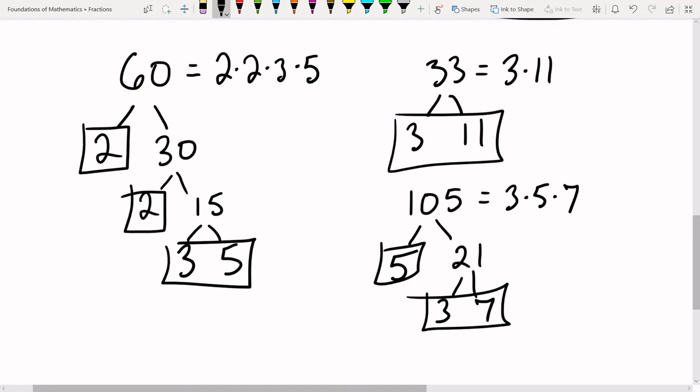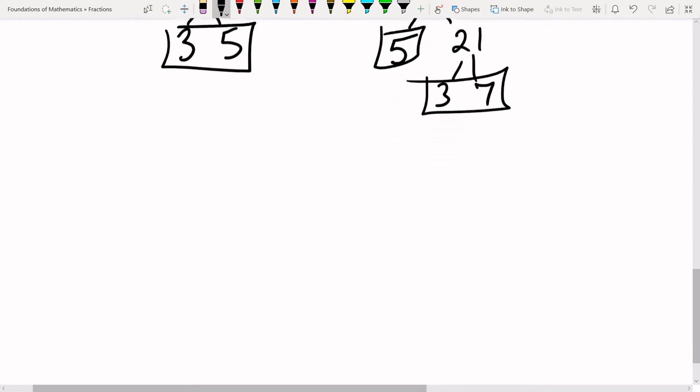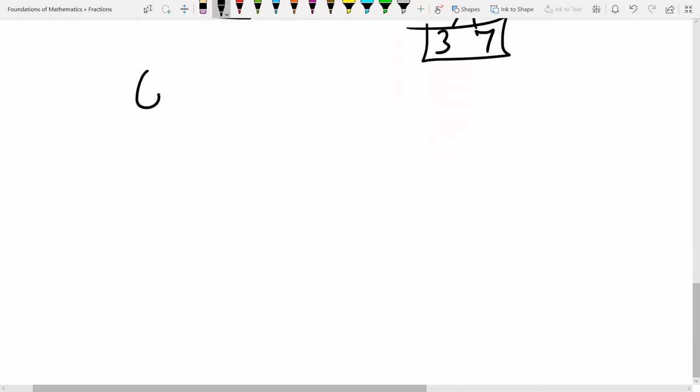Now, you don't have to write down only prime numbers. Let's take 60 again here and look at it separately. We can do 15 times 4. You can do 20 times 3, but 3 is a prime number. I wanted to show you something that did not have prime numbers. 60 is 15 times 4. Now, neither of these are prime.